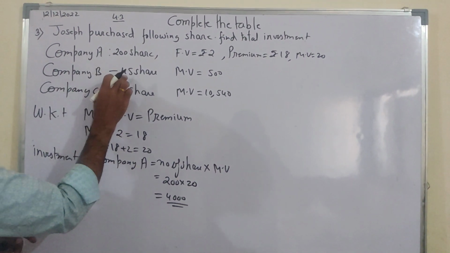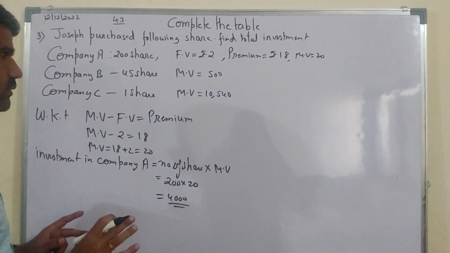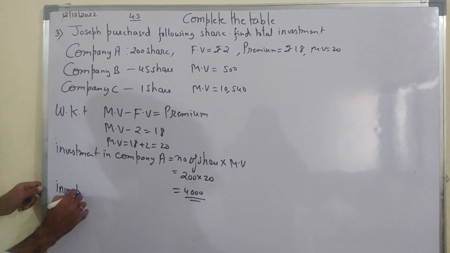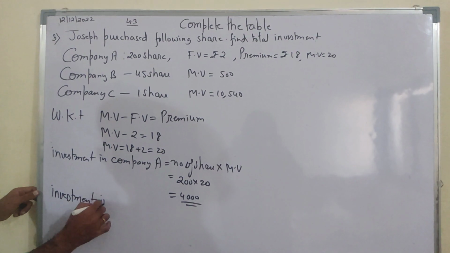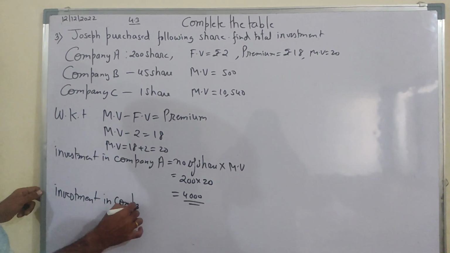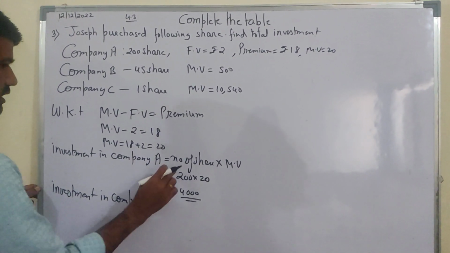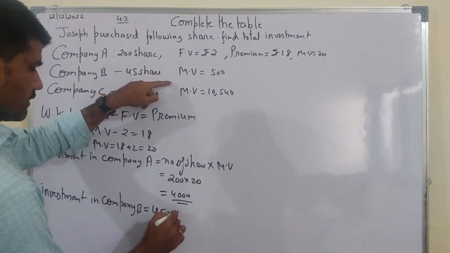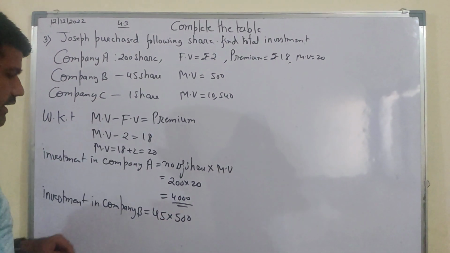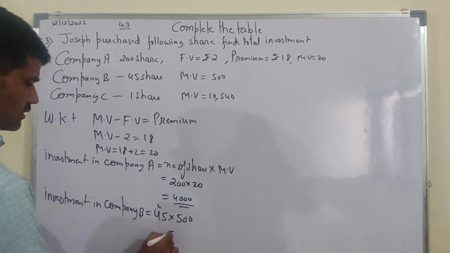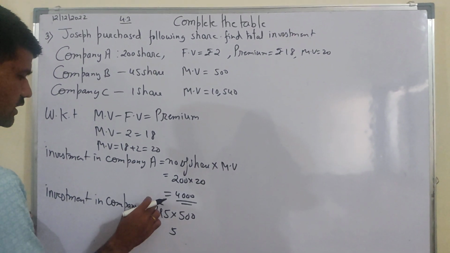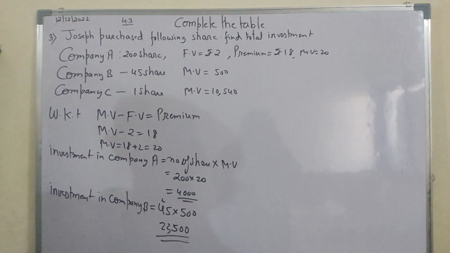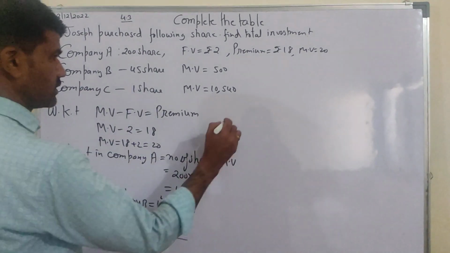Regarding Company B, shares and market value are given. Very good, they have made it easy now. Investment in Company B is number of shares into market value. Number of shares 45, market value 500. 5 5s are 25, 5 4s are 20, 21, 22, and this 0. How much? Rupees 22,500.